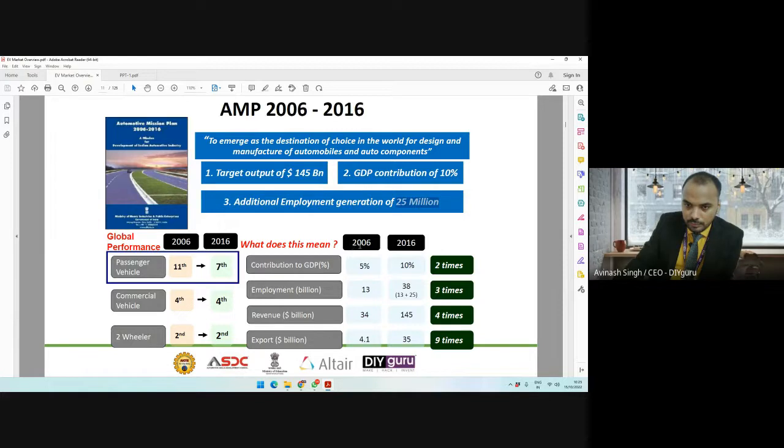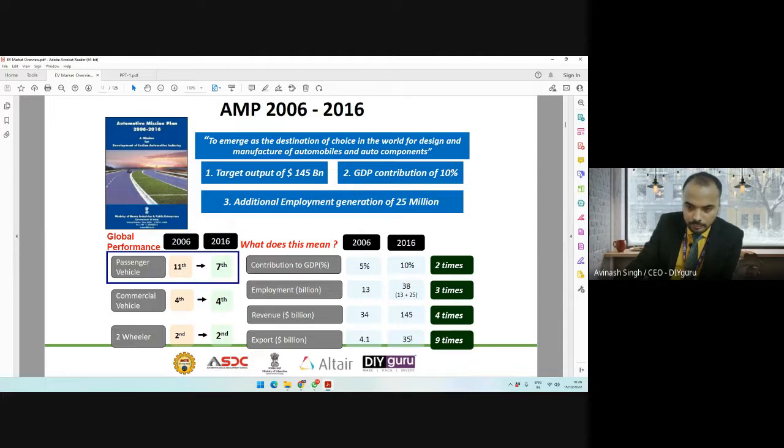Now in terms of numbers, from 2006 to 2016, GDP contribution in 2006 was 5%, and very well it was achieved in 2016 that almost 10% GDP contribution was there. Employment, sorry, it should be in million. From 13 million in 2006, there was an increment of around 38 million employment generation in the automotive industry. Revenue per se was increased from $34 billion to $145 billion. And export was also increased from 4.1 to 35 billion.